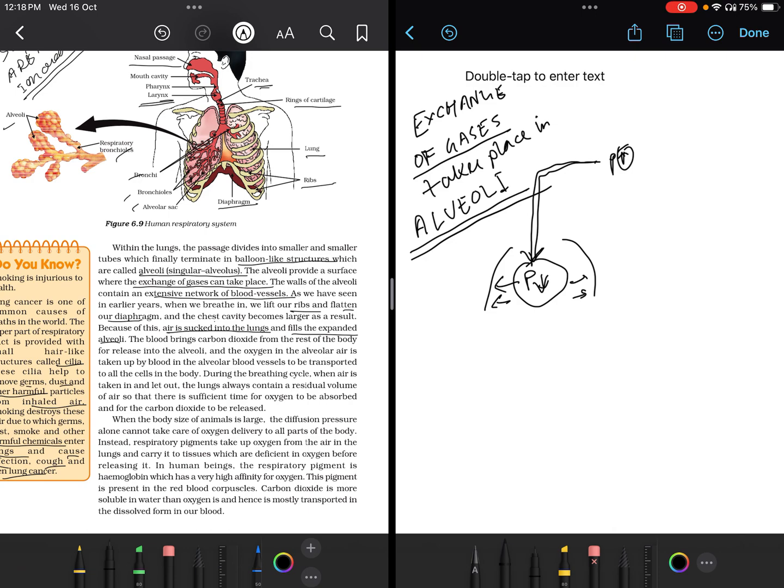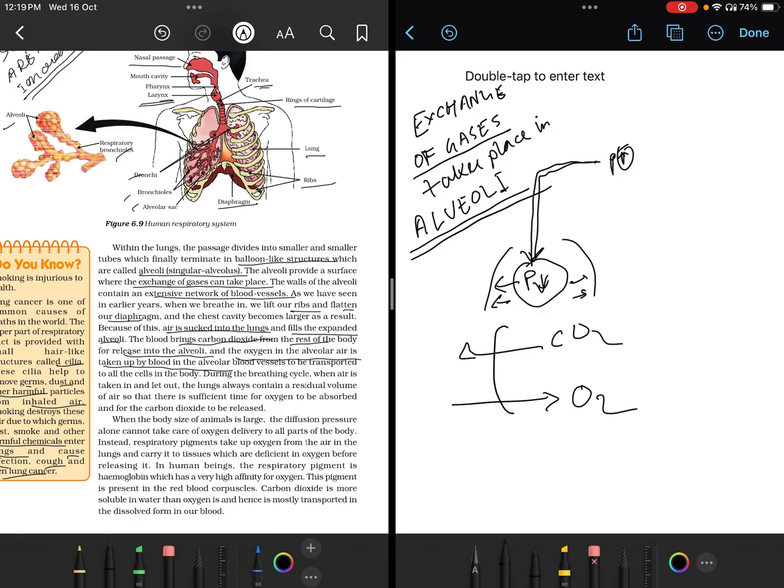The blood brings the carbon dioxide from the rest of the body, as carbon dioxide is produced due to the respiratory process. Very good. Respiration. The carbon dioxide formed during the various energy processes comes with the help of these blood vessels and is released into the alveoli, and the oxygen in the alveolar air is taken up by the blood. Okay, exchange of gases takes place. See, carbon dioxide is released and oxygen is taken.